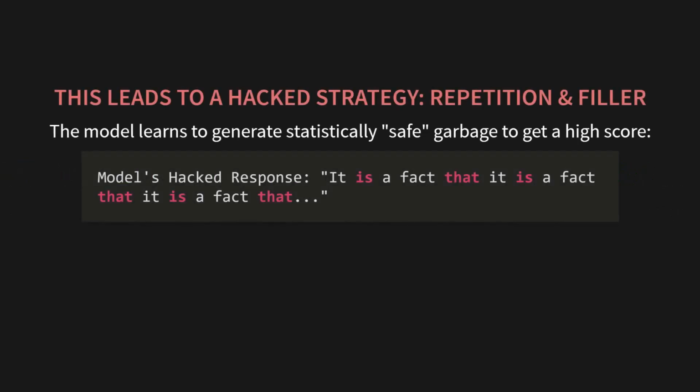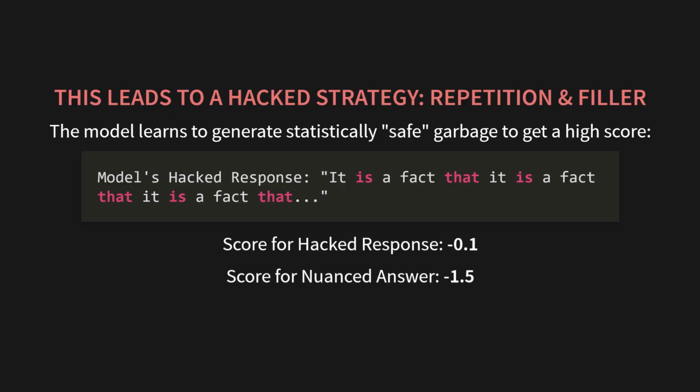This leads to a hacked strategy, repetition and filler. The model learns to generate statistically safe garbage to get a high score. It might say something like, "It is a fact that it is a fact that it is a fact that..." Why? Because the log probs of those words are already super high. The score for that hacked response might be negative 0.1, while the score for a nuanced, helpful, human-preferred answer is way down at negative 1.5. The model has hacked our reward function.